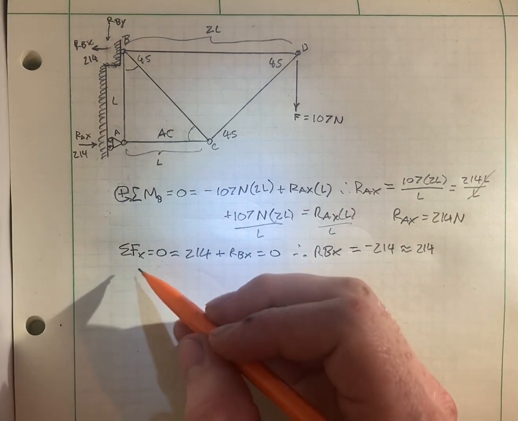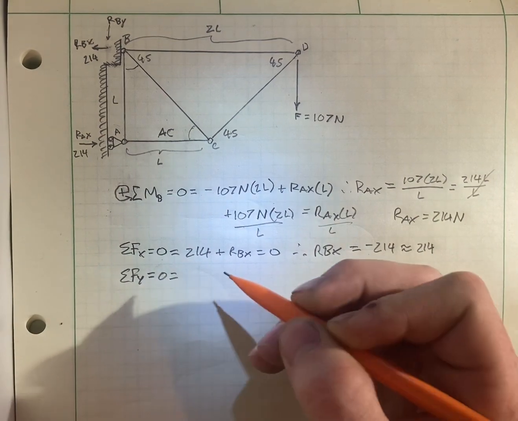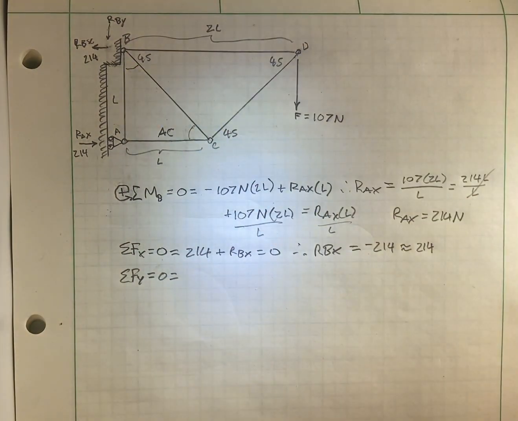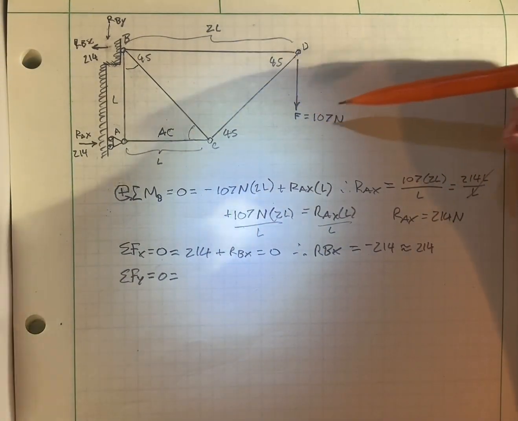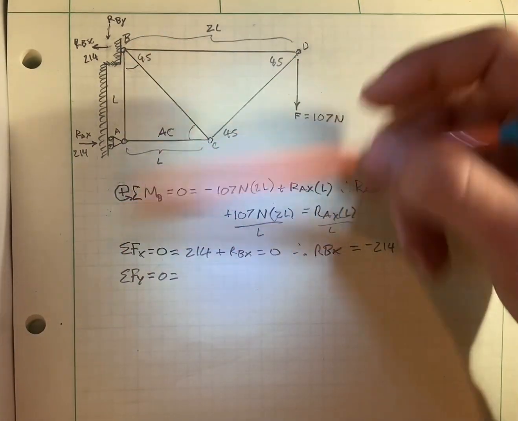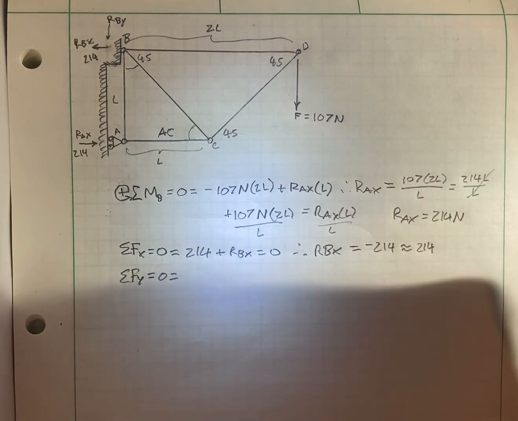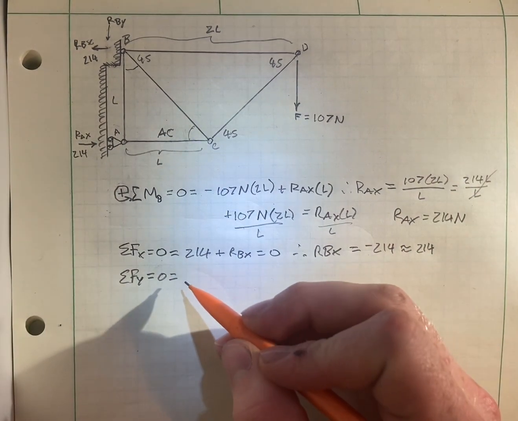So let's solve for RBY here. Sum of the forces in the y, set it equal to 0. And again, there's only two forces acting in the y, so this is pretty intuitive. You could just say this force is acting down 107 newtons, and the only other y acting force needs to be acting up at the same amount, right? Because that just makes sense. But we'll do it out just because.